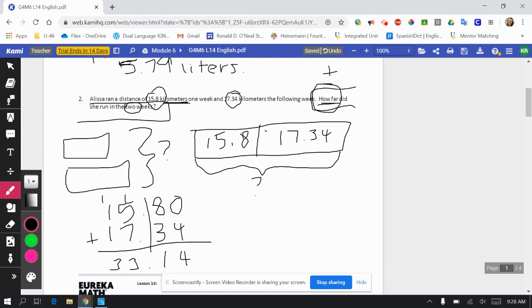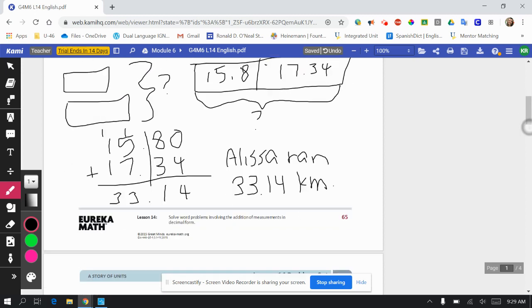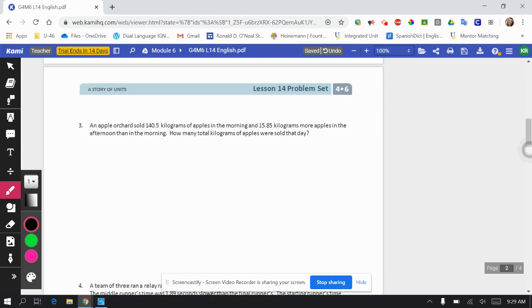Ready for the last step, which is how far did she run in the 2 weeks? Alyssa ran 33.14 kilometers. KM is a short way to say kilometers. On to number 3.